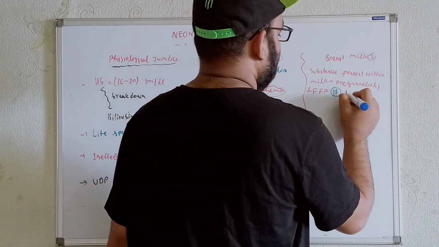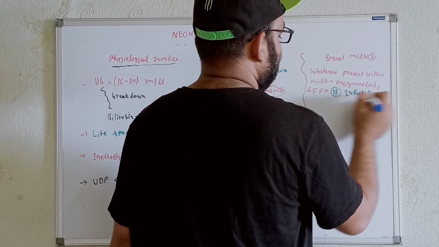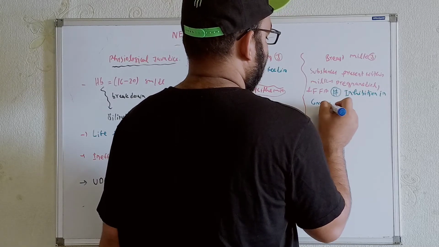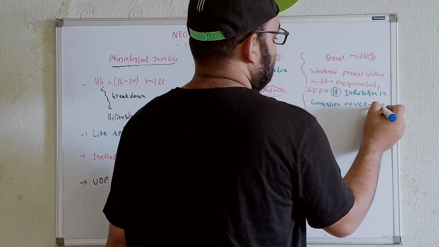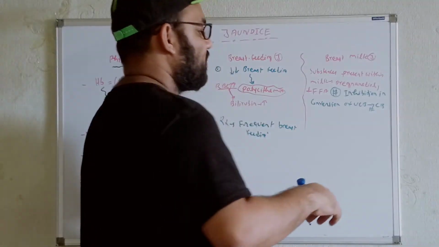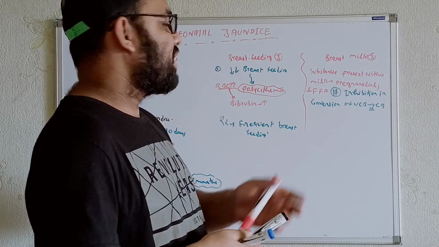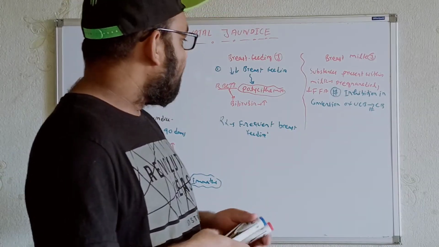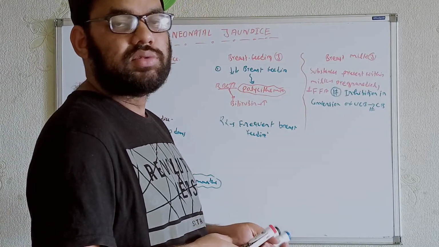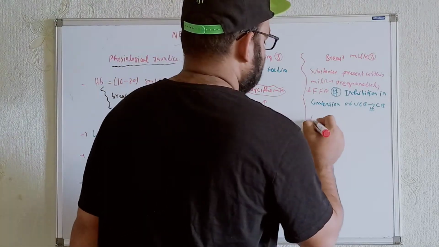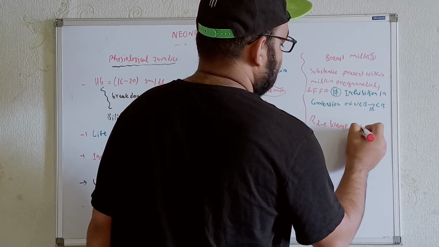So the conversion of unconjugated bilirubin to conjugated bilirubin will be inhibited. As a result, there will be development of jaundice, and this type of jaundice is breast milk jaundice. Now, we are supposed to tell the mother that she should continue the breastfeeding.